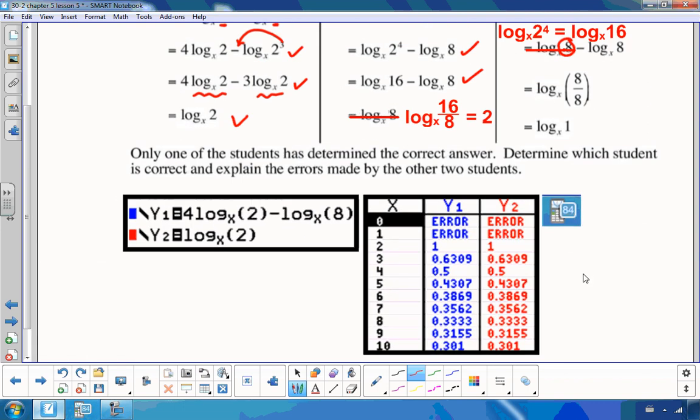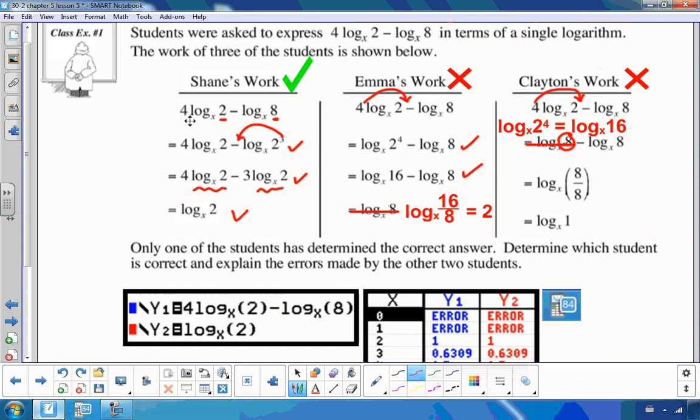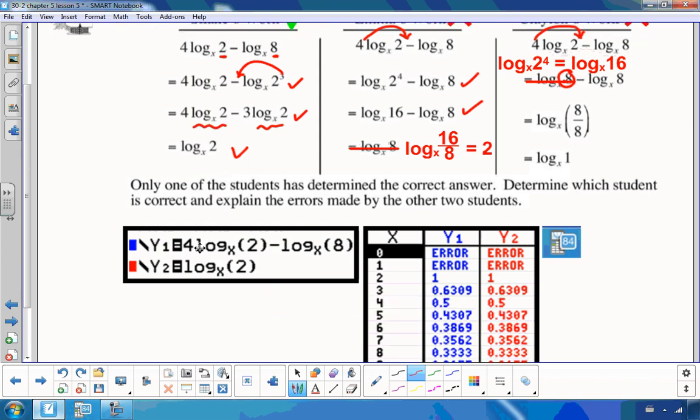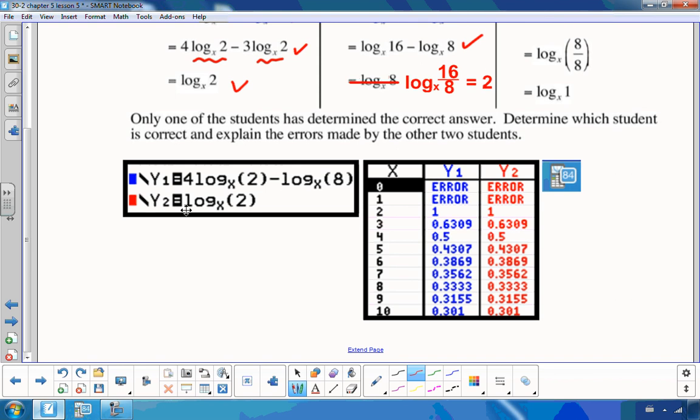Now, of course, you can look to see that Shane is actually correct. Let's look at what he did. You can look at what he started with and what he ended with, because they all ended with a different answer. What he started with in y1, what he ended with in y2, and you can see for the permissible values, y1 equals y2, so we know that he is correct.